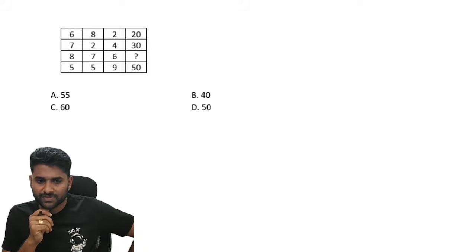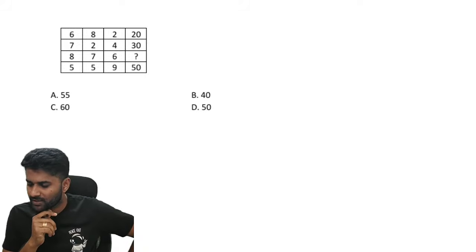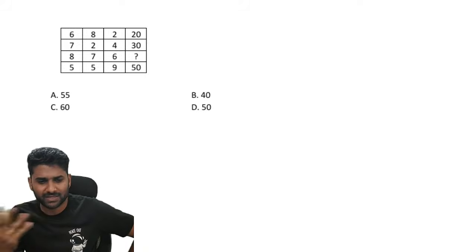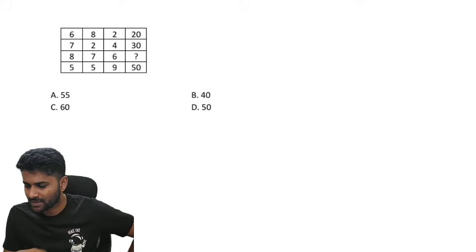So what is the answer for this question? Again, it's a 4 into 4 grid. Use any boxes to get the result of another box and apply the proper mathematical operation.